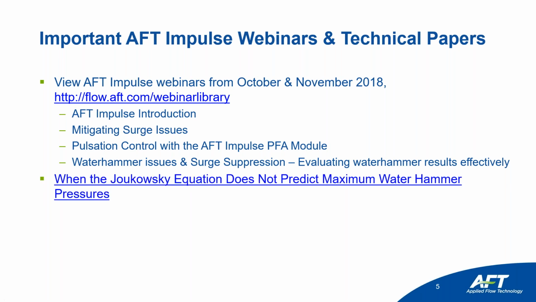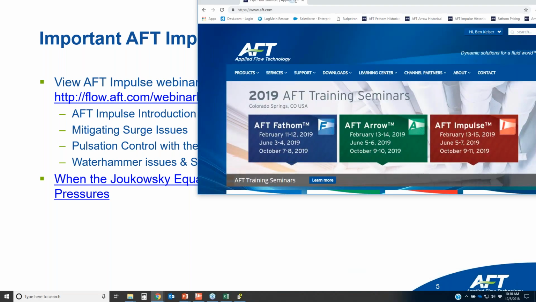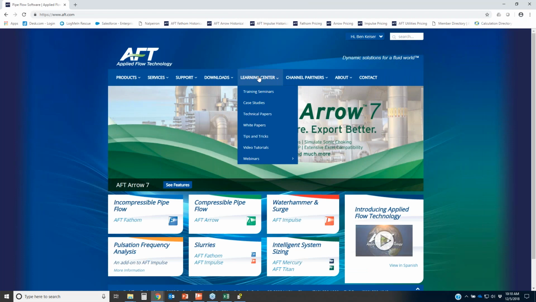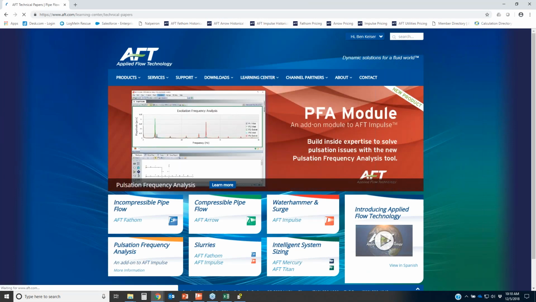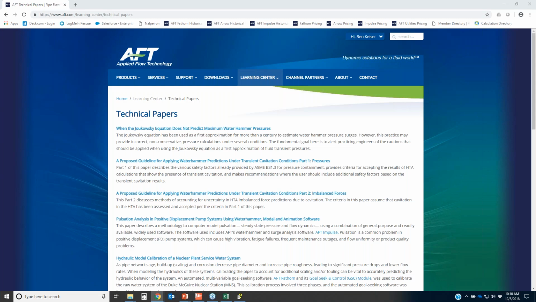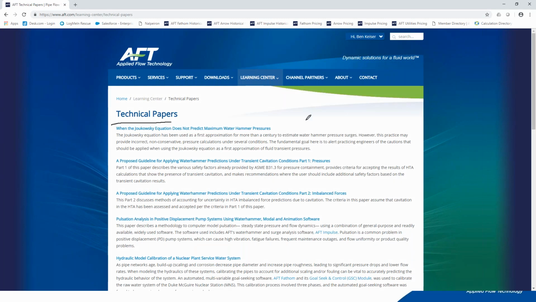There's a few technical papers on our website. There's one that talks about when the Joukowsky equation does not predict the maximum waterhammer pressures. So if you go to our website, aft.com, under the Learning Center, you can go to technical papers, and there are 3 new technical papers that we've recently published. It's these 3 right here.